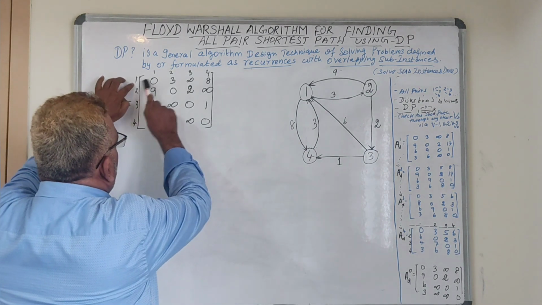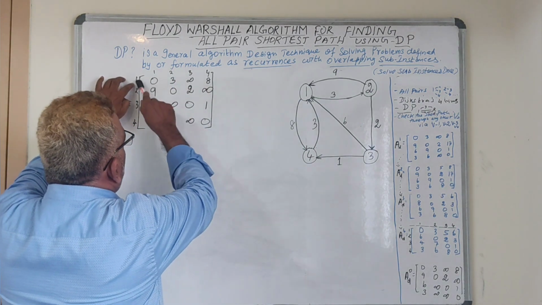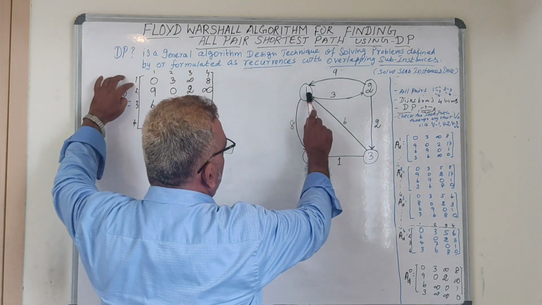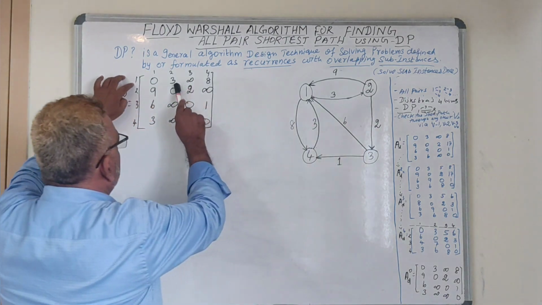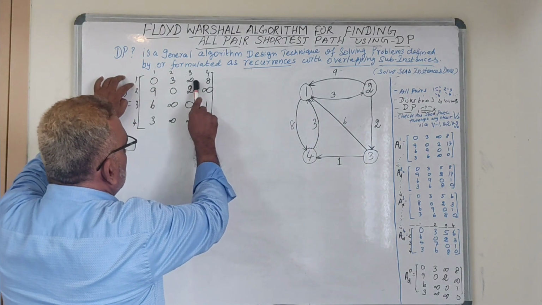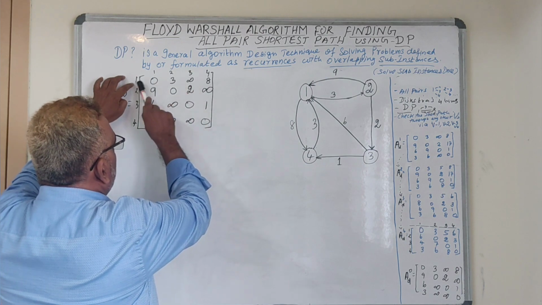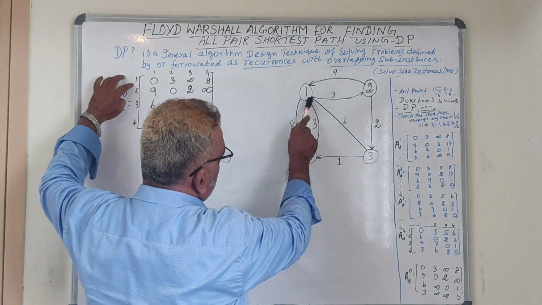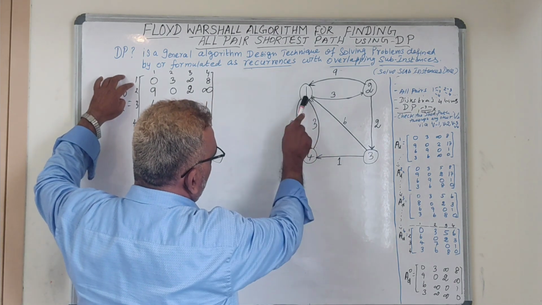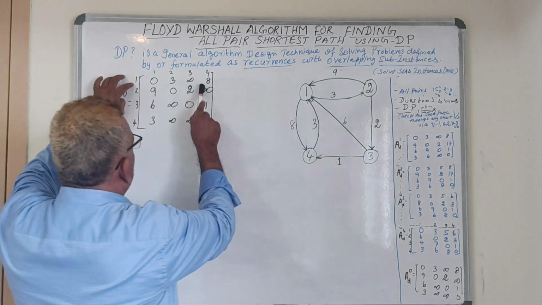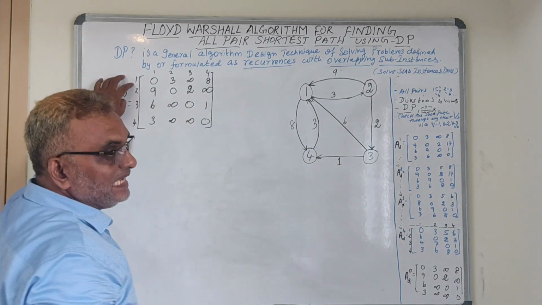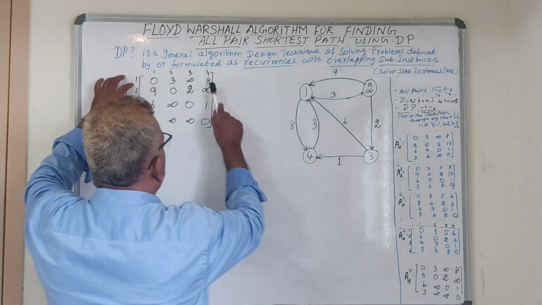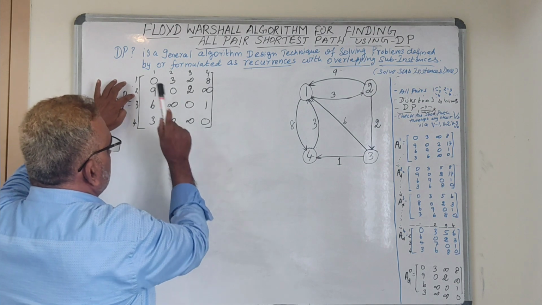Now get the values of the other vertices from this graph. 1 to 2, it is nothing but 3. If you don't have any direct connection, mark it as infinity. So that is 1 to 3. We don't have a direct connection from 1 to 3, the arrow is reversed, so mark it as infinity. Similarly 1 to 4, it is 8. Similarly 2 to 1, that is 9.